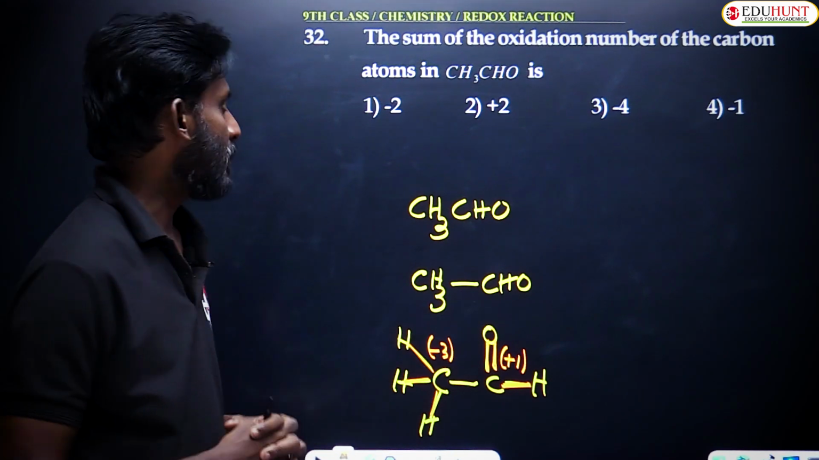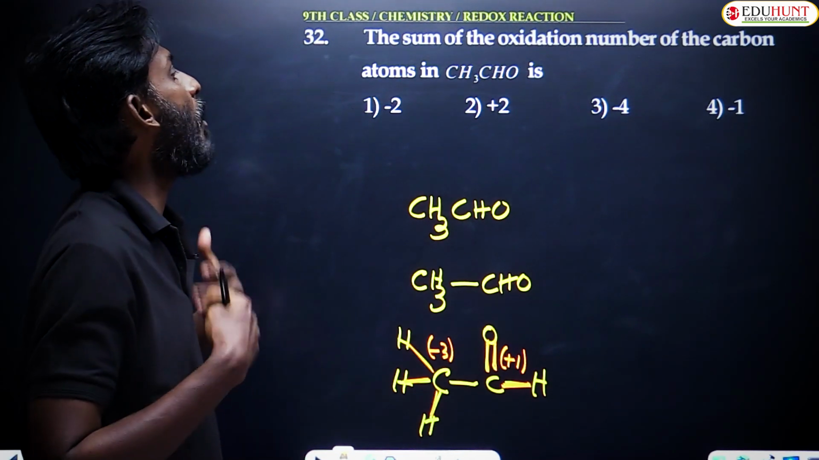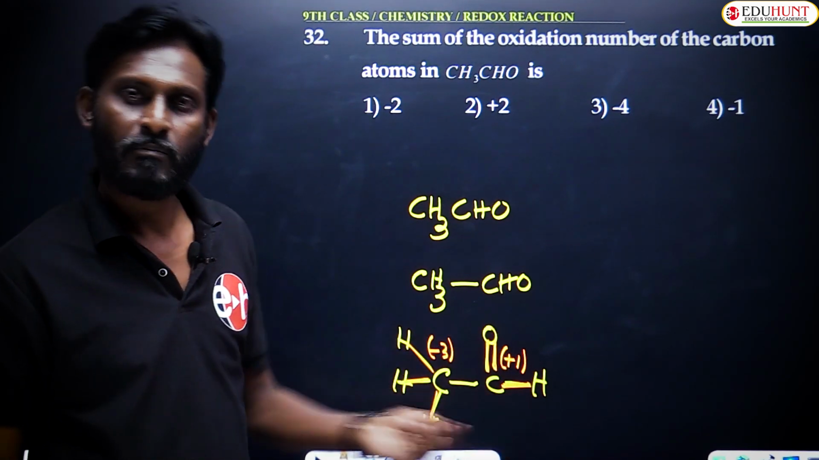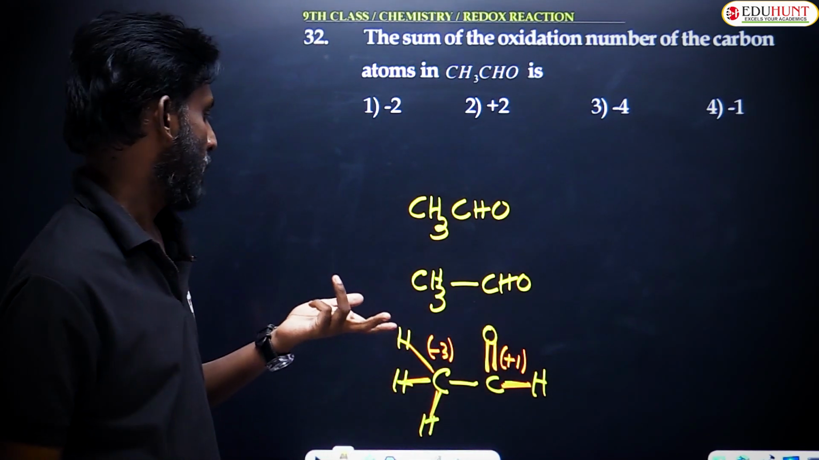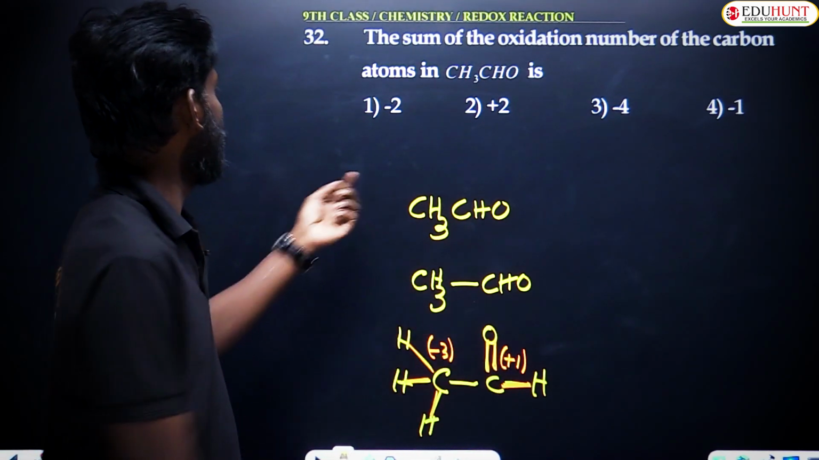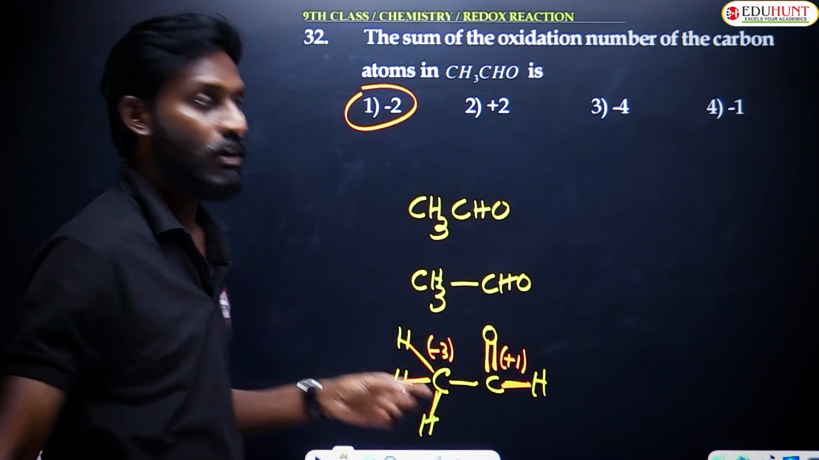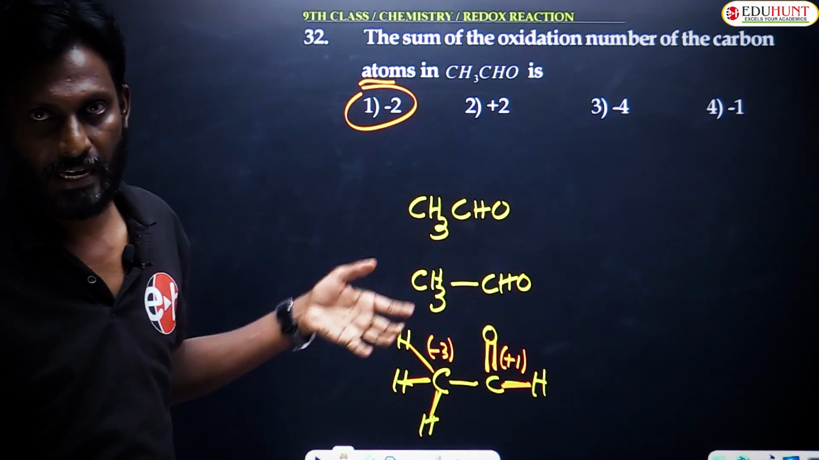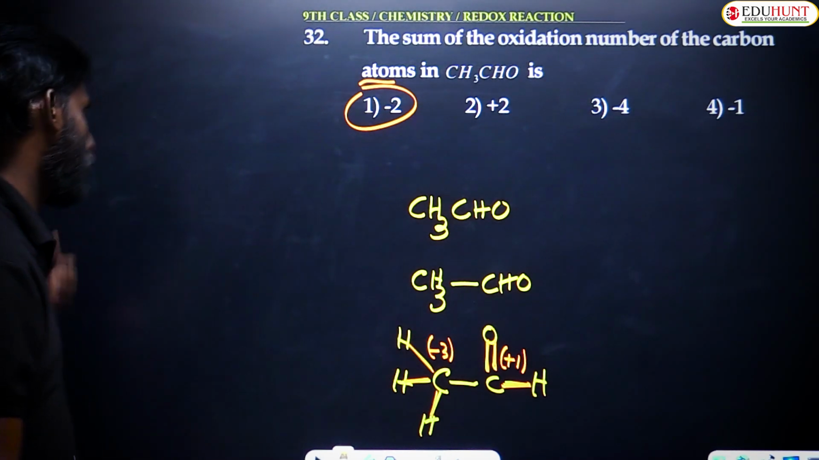Okay. Now think, what's the question? The sum of the oxidation numbers. We need the sum. -3 + 1, right? -3 + 1. This is -2. The sum of the oxidation states of the carbon atoms in acetaldehyde, CH3CHO, is -2.